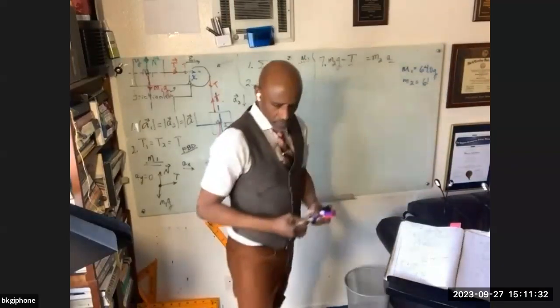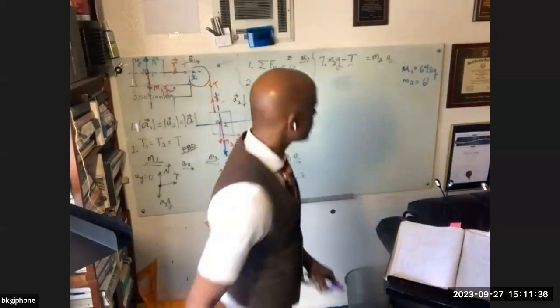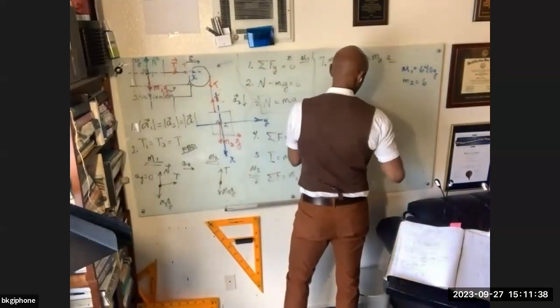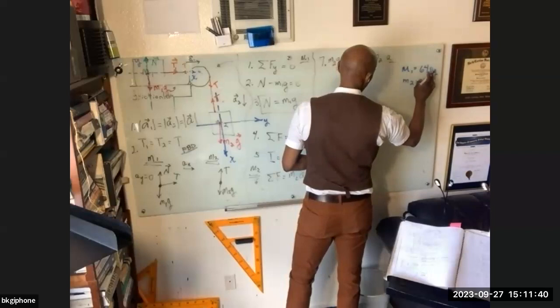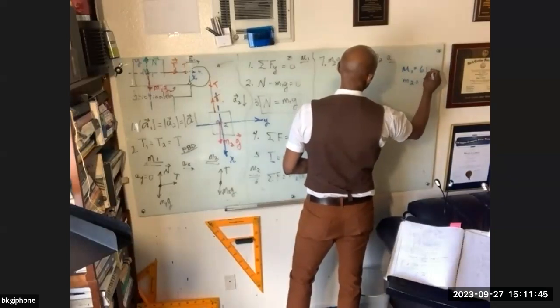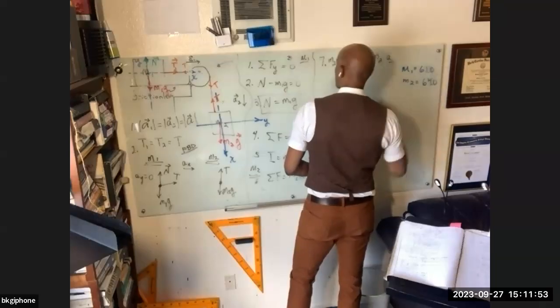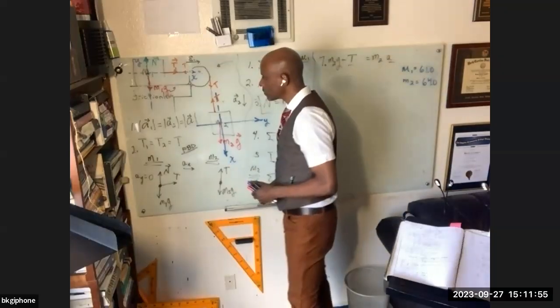No, it's the other way around. So this is 64. And this is 61. You might say, well, why can one pull the other? It's because the table is relatively frictionless, so there's not a whole lot of friction there retarding the motion. So that's why.